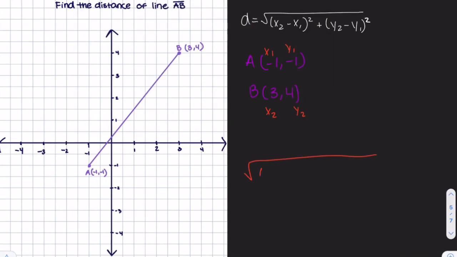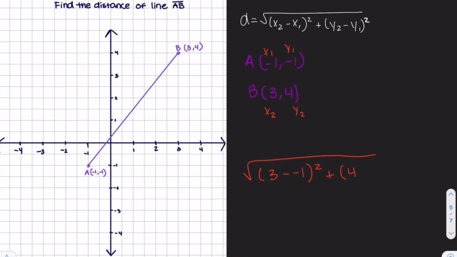So (3 minus negative 1) squared plus (4 minus negative 1) squared. That would be 4 squared plus 5 squared, which would be 16 plus 25. 16 plus 25 is 41.